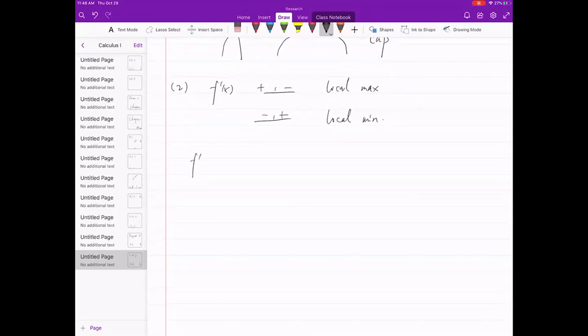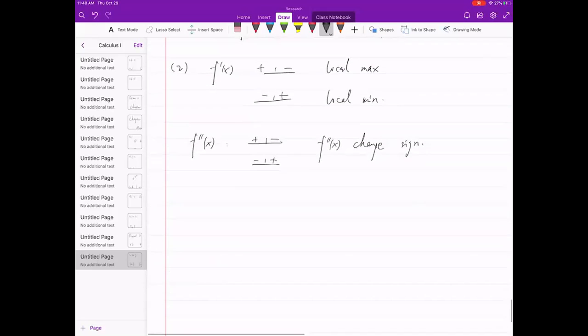Similarly, for f prime prime x, you also have where it changes sign. What does the graph look like? You went from concave up to concave down. That's where the point is. Okay? You went from concave down to concave up. That's where the point is.